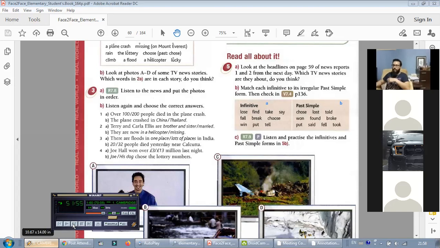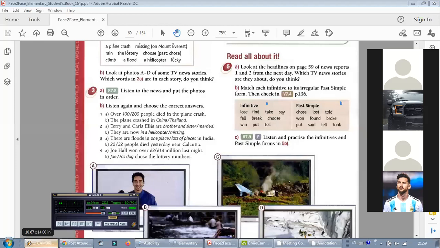Okay. So now we're going to listen, but I want you to listen and repeat. We want to get the pronunciation right. So let's listen. Recording 7.9. And repeat. Find, found. Take, took. Say, said.